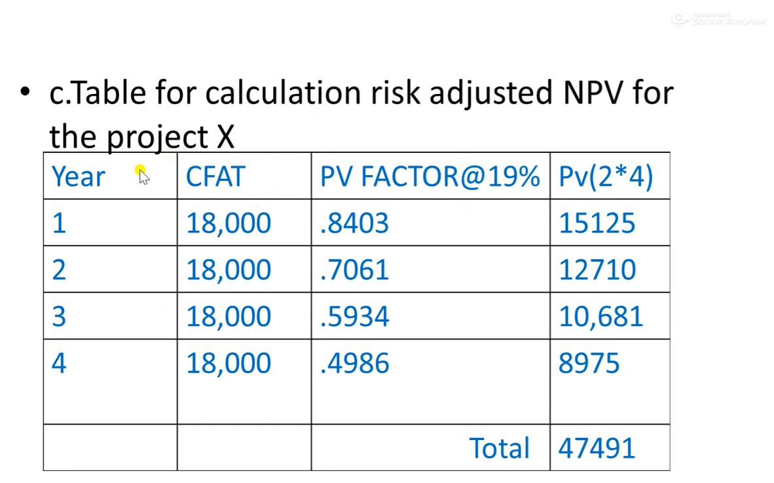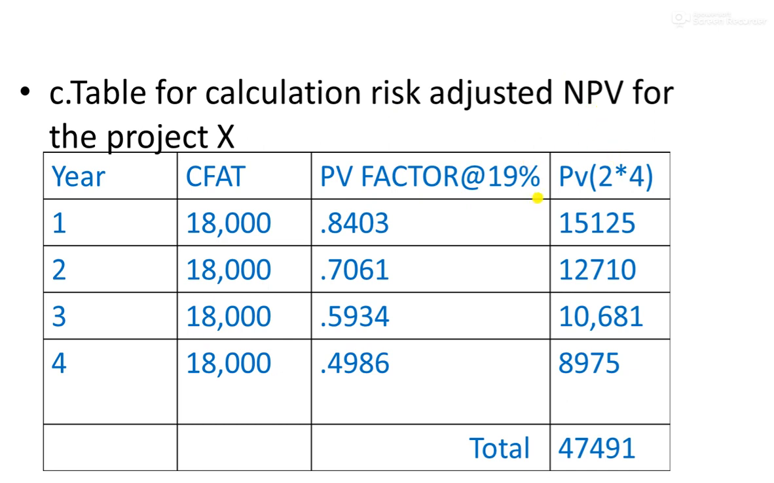This is the method or process of calculating risk adjusted NPV: ER, CFAT, and the PV factor is 19%. Why do we use the factor 19% here? Because we have to calculate risk adjusted NPV.